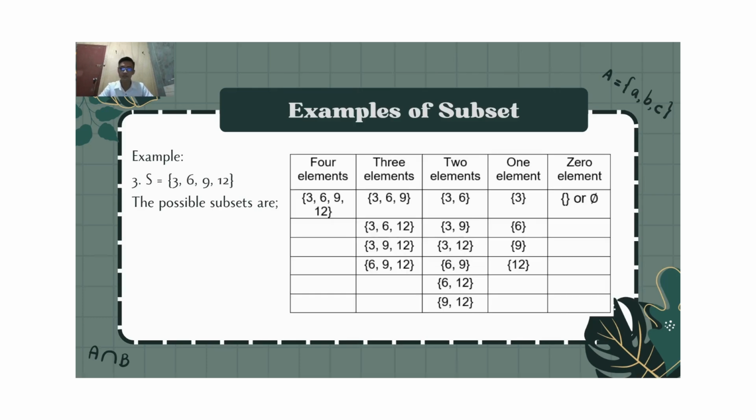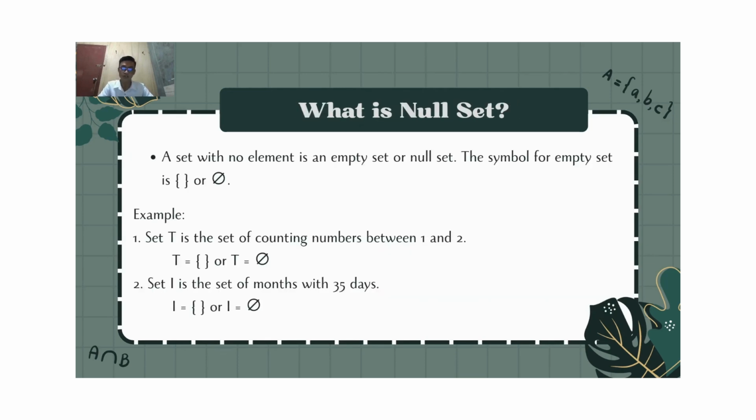On the next slide, we have another example, which is the subset of S. It is included there that 3, 6, 9, 12. The possible subsets are 4 because we have 4 elements. There are 4 included elements there in the subset. So we have 3, 6, 9 in 3 elements. We have 3, 6, 9, 3, 6, 12, 3, 9, 12, 6, 9, 12, and the two elements 3, 6, 3, 9, 3, 12, 6, 9, 6, 12, 9, 12. And in one element we have 3, 6, 9, and 12. All right, so that is an example of subset.